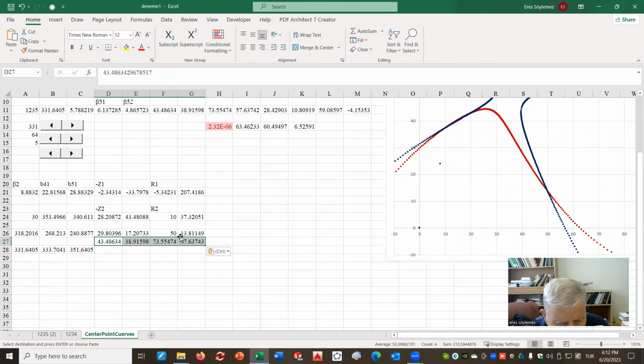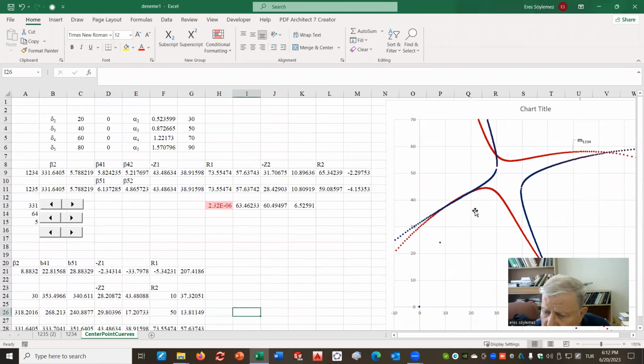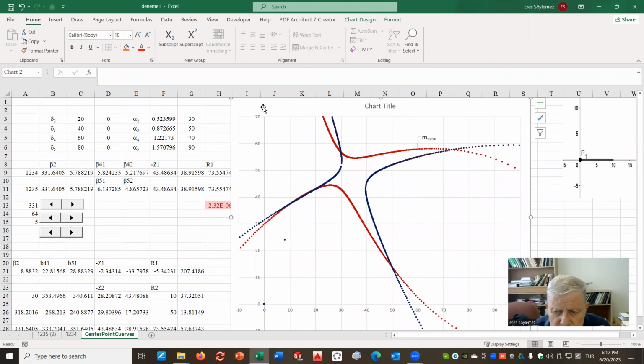I can pick any 2 of those to form a 4-bar, and I'm going to have 6 different 4-bars, which will synthesize this motion. Now, each one of these will correspond to a point over here, but you have to be careful. This is for the R1 curve. This is minus 5, 207. It should be somewhere outside.